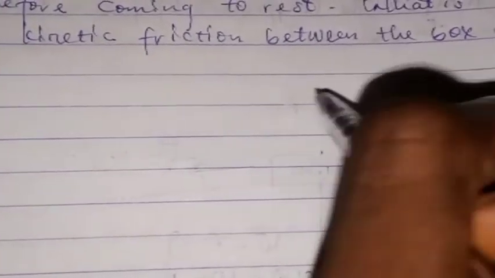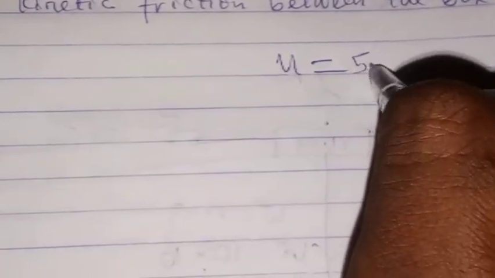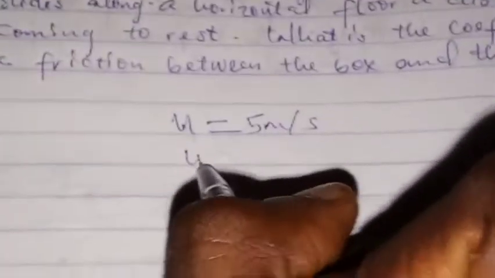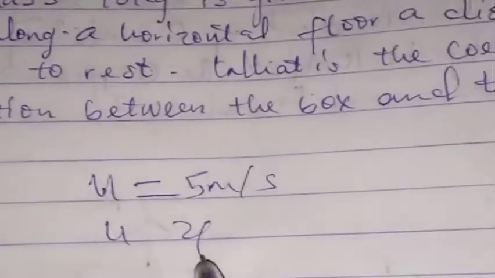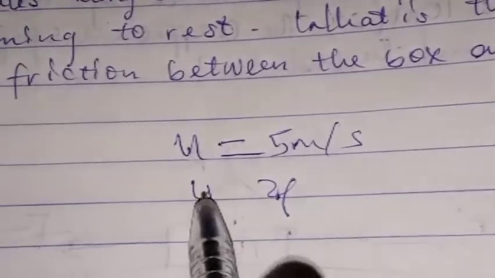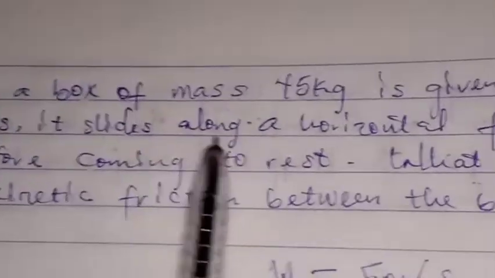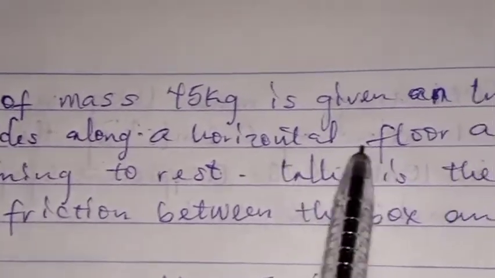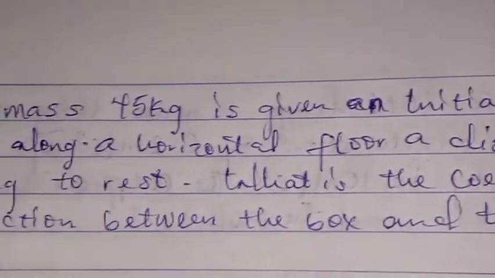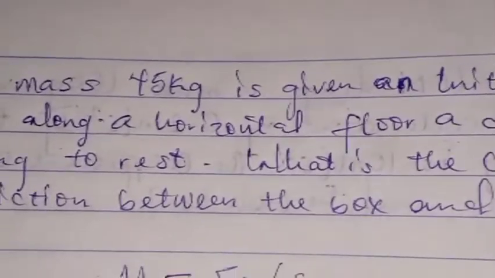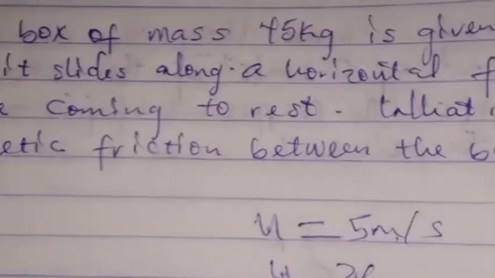Yes, when a box of mass 45 kilogram is given an initial speed. So they've given you the speed, initial speed. That's what u. u is 5 meters. There's actually a difference between u and mu. Do you understand? This mu is the coefficient of static friction. This u is the what? Is the initial speed. Yes, let's move on. Of 5 meters per second, it slides along a horizontal floor, a distance of what? 3 meters. So the distance is what? 3 meters.